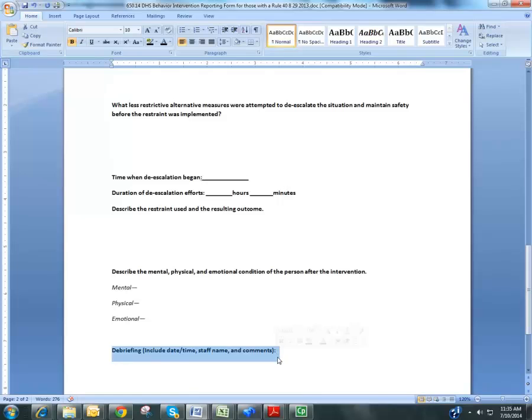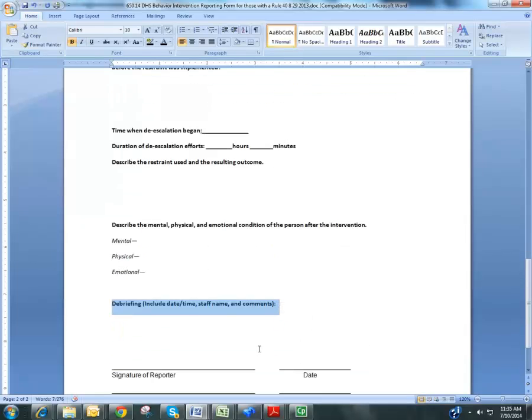And right here, this is a very crucial part of restraints and what happens after restraints, and that is the debriefing. So indicate the date and the time, the staff name, and any comments about the debriefing process that you went through. We want to know about the debriefing process that you went through with that person. And so what were the comments about that, and what was talked about, and what did the staff say, and how did the person respond?